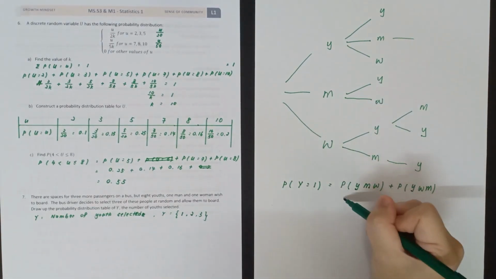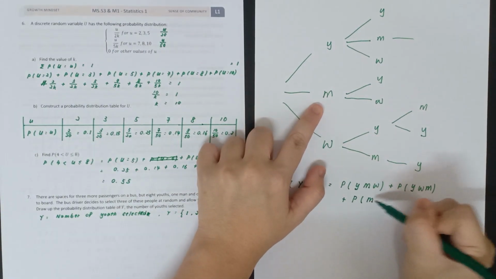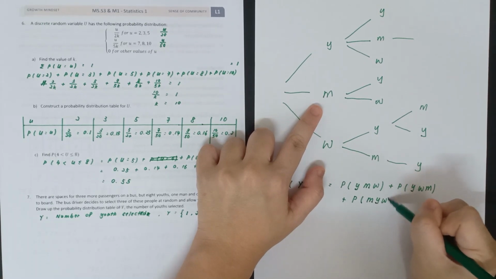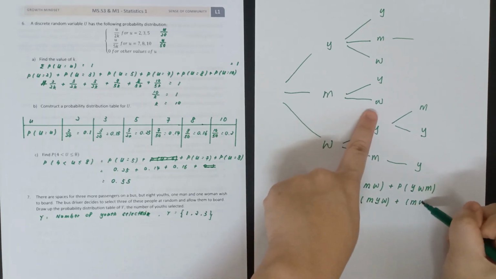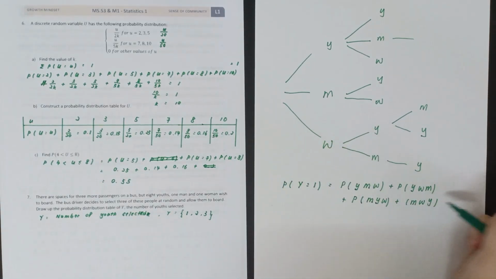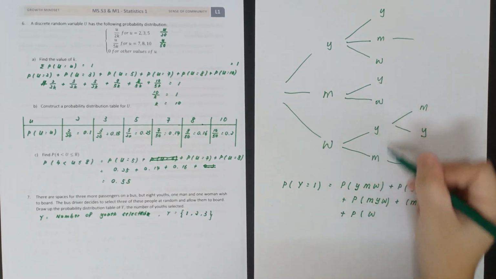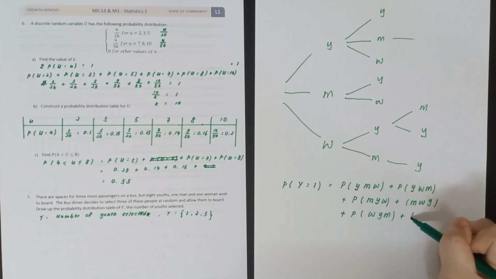That's not finished yet. Then you still need to do, how about the first one is a man, then the second one is a youth, and the last one is a woman. And also you can have the first one is the man, the second one is the woman, and the last one is a youth. And you can have the first one is a woman, the next one is a youth, and the last one as a man. Then also you can have the last one, which is women, man, and youth.